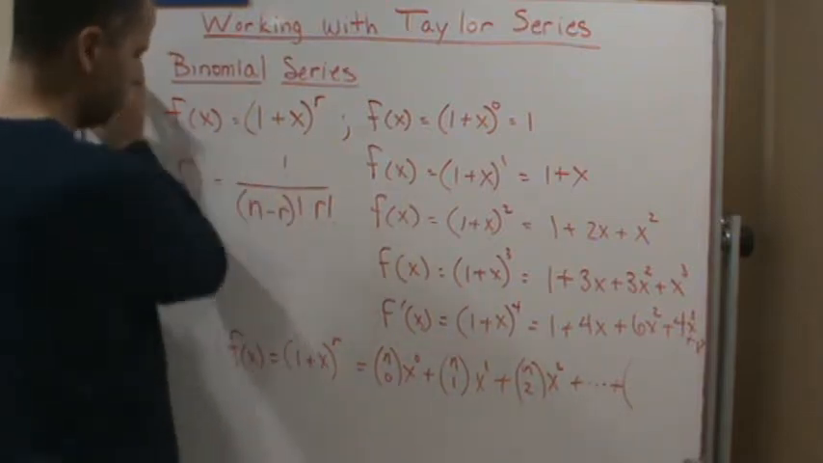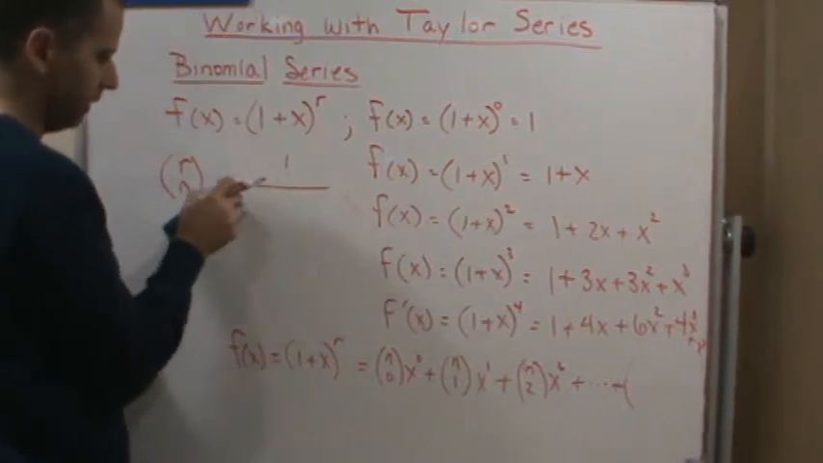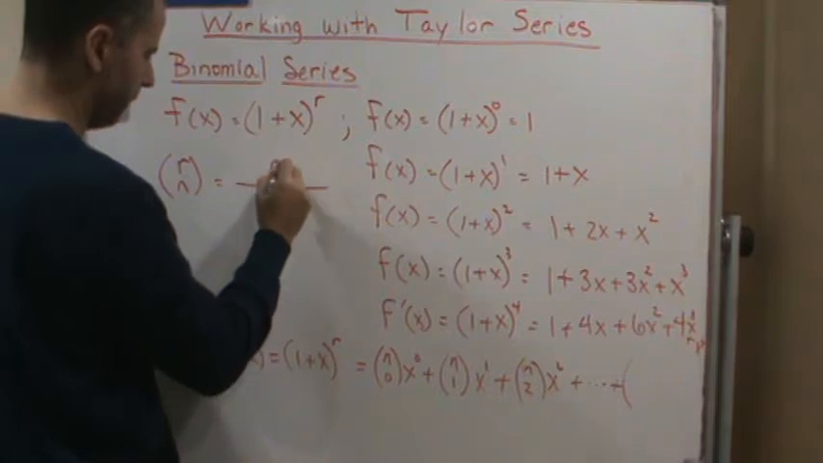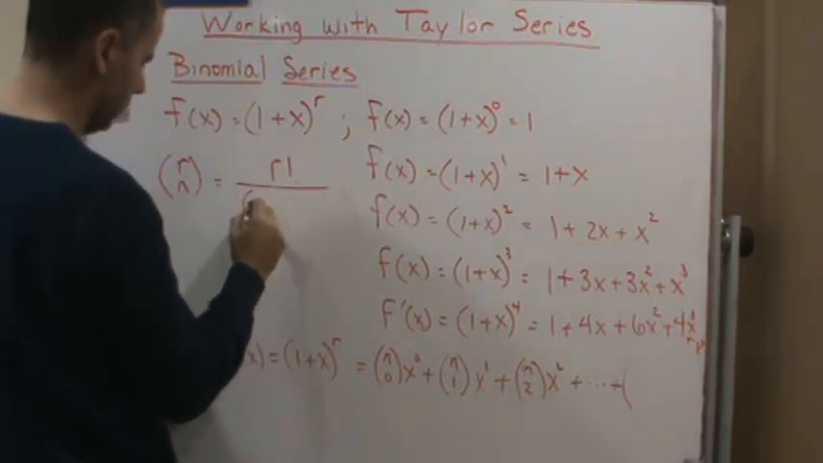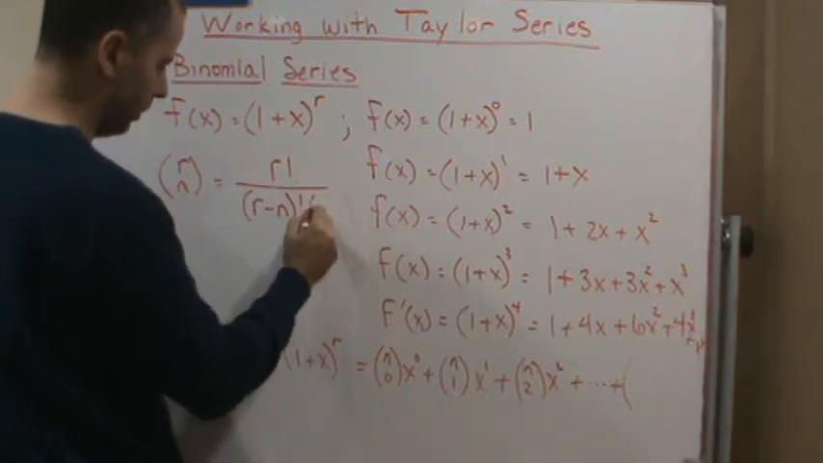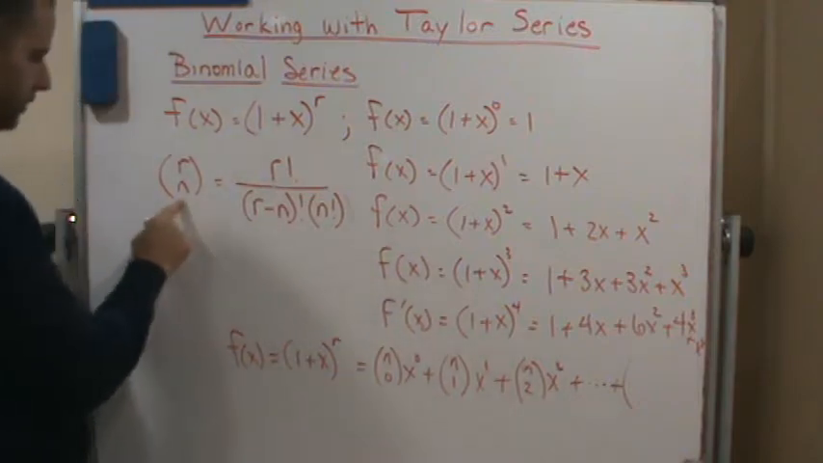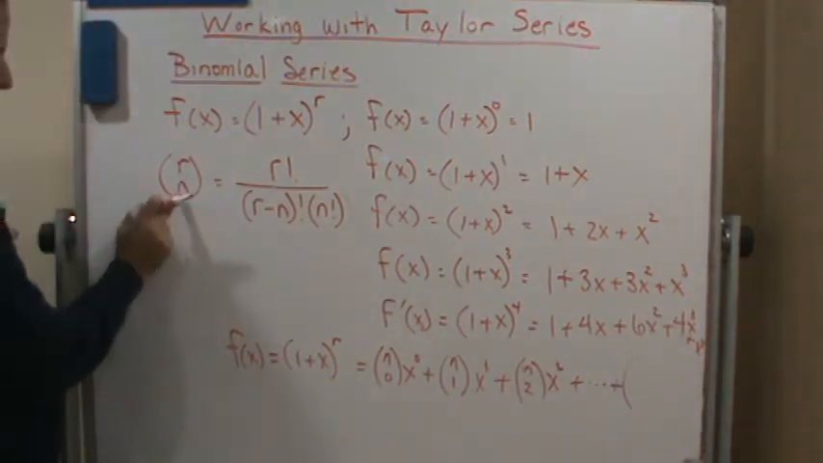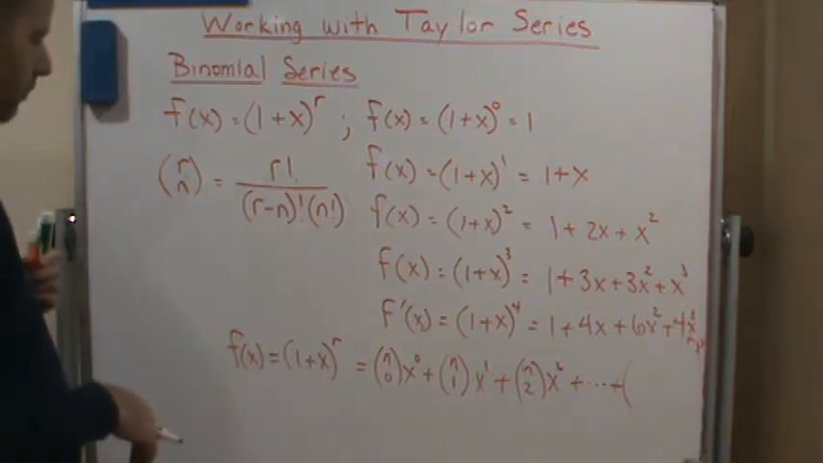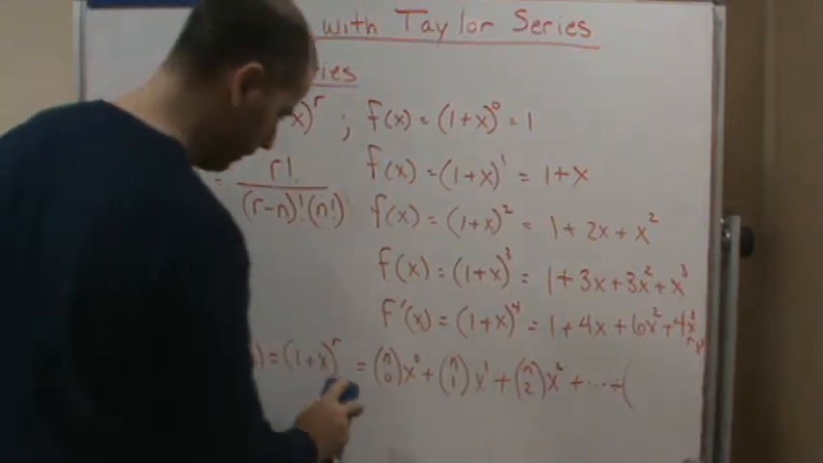So I'm going to change this a little bit so that hopefully it makes more sense. So this should be r factorial over r minus n factorial times n factorial. Okay, so that's what it is. I just had the n and the r mixed up because that's typically the way I write it.